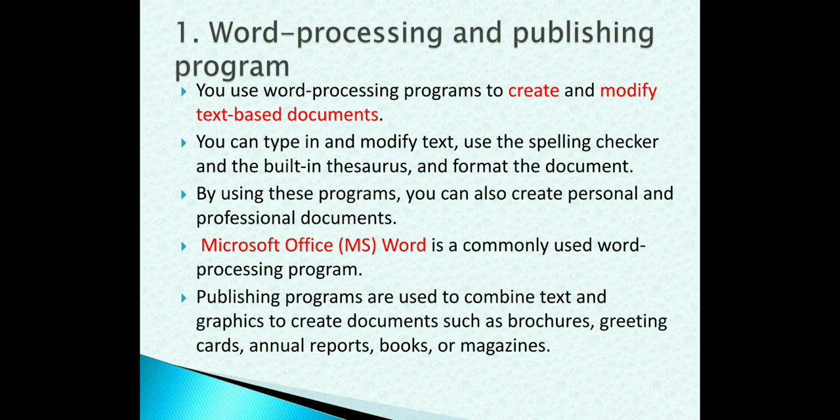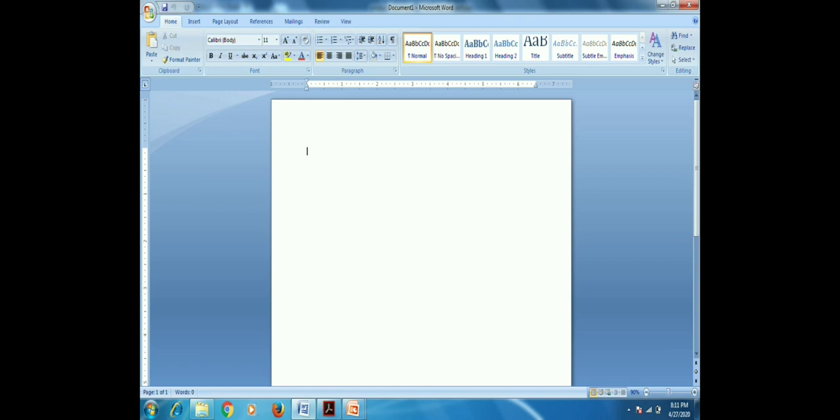Publishing programs are used to combine text and graphics to create documents such as brochures, greeting cards, annual reports, books, or magazines. Like if we wanted to create our book, we can write in MS Word. First of all, we'll write that book in MS Word as a document. After that, the book will go for publishing. I hope it is clear to you what the MS Word window looks like. This is what our MS Word window looks like.